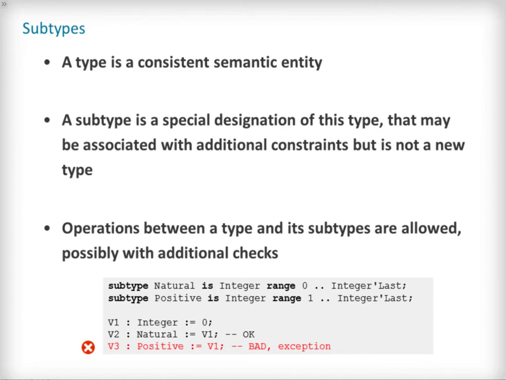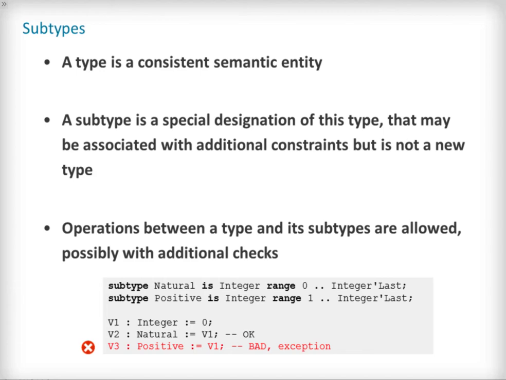An Ada type is a unique entity throughout a program's source code and has attributes such as range specified at its declaration. Subtypes play a very central role in the Ada typing model and are a special designation of an Ada type. When a subtype is declared, it may be associated with additional constraints, but is certainly not a new type. And in fact, operations are permitted between a type and its subtypes, and possibly with additional checks.